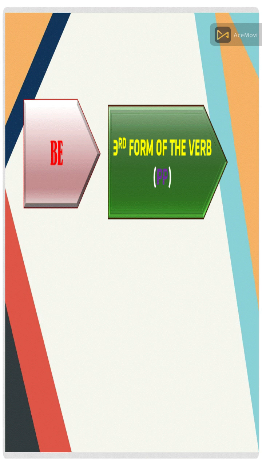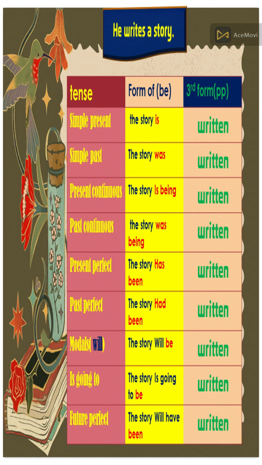So here's the main rule: according to the tense of the active sentence, the only verb that can be changed is the verb to be. Okay, and we will see that later on. But the action verb, the main verb of the active sentence, must have one form only, which is the third form of the verb. Let's see some examples. He writes a story. That is the model sentence that we will use with all the tenses. He writes a story. How to change it into passive?